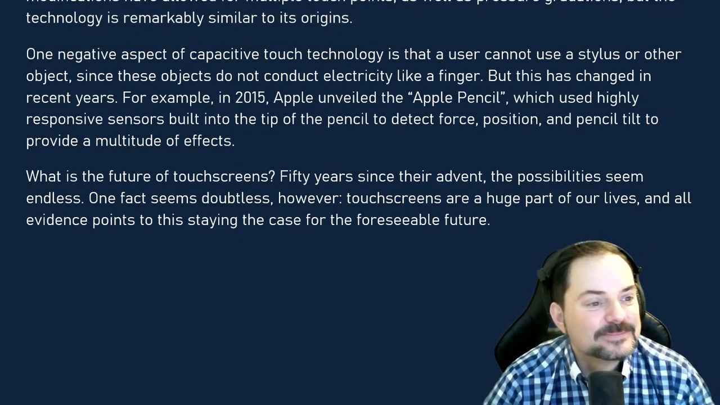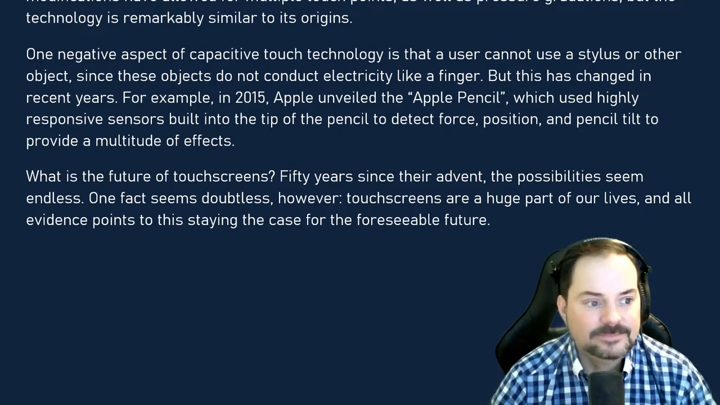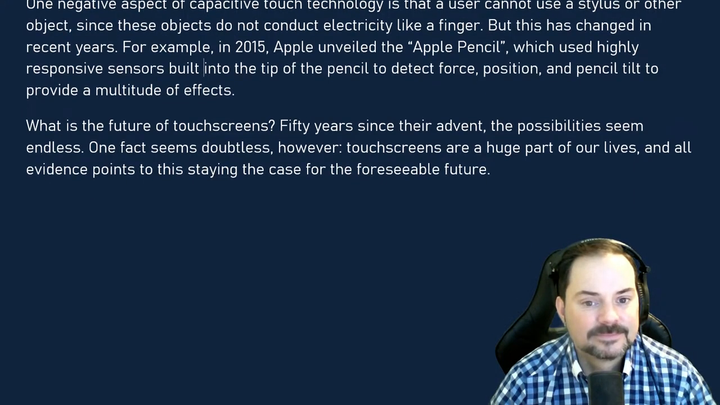One negative aspect of capacitive touch technologies is that users cannot use gloves or other objects, since the objects do not conduct electricity like a finger. But it has changed in recent years. For example, in 2015, Apple unveiled the Apple Pencil, which uses highly responsive sensors built into the tip of the pencil to detect force, position and pencil tilt to provide a multitude of effects.